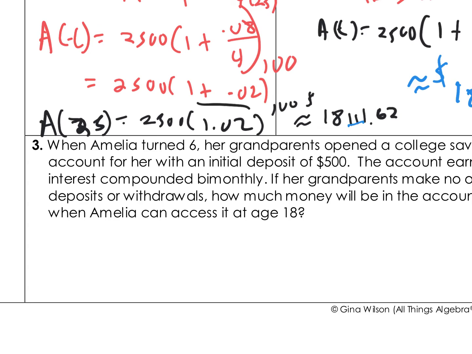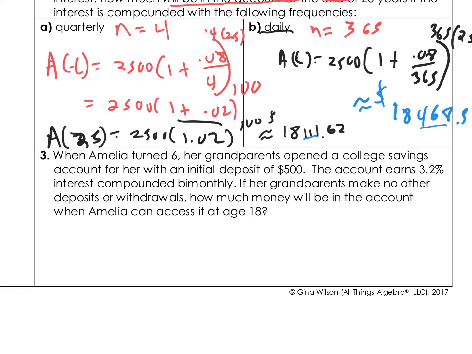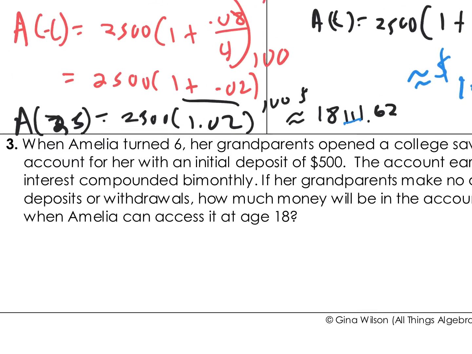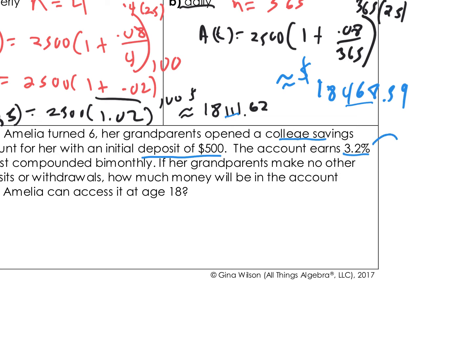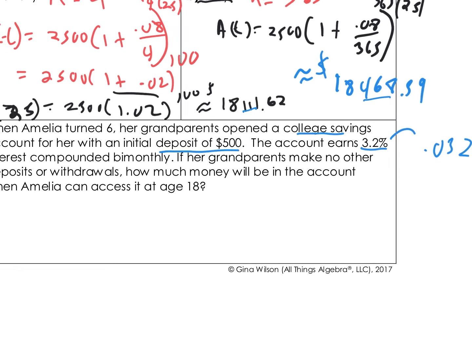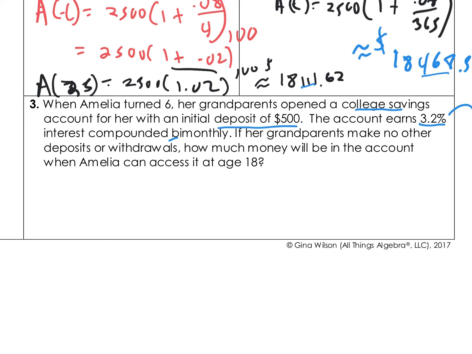Okay. I like this problem, but I'm kind of getting tired of these because I want to move on. When Amelia turned 6, what a nice grandparent she had. They started a college fund, a college savings account. And the initial deposit was, well, not very much. It was only $500. The interest being earned was 3.2%. Reminding you what that has to be, that's 0.032, okay? It's compounded bi-monthly.